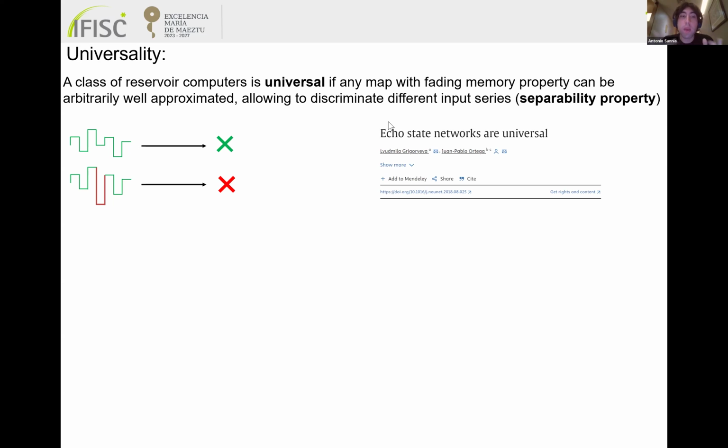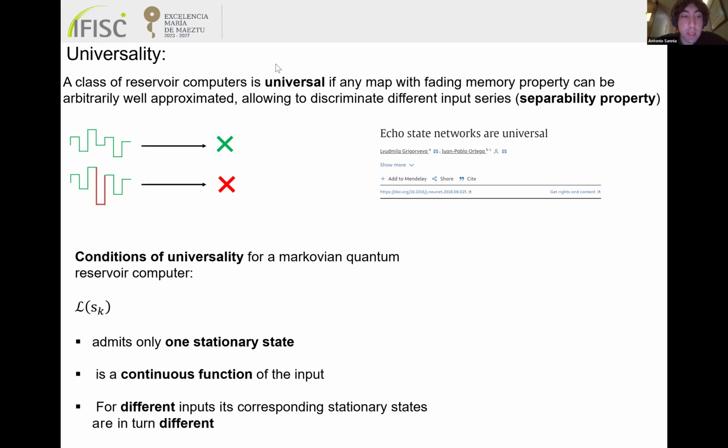We need to be able to say that if two time series are different, then from the class of reservoirs that are universal, we can find two reservoirs that give two different outputs. So like you can see here, even in the extreme case of two identical time series where only one point is different, we need a reservoir that is able to discriminate it. And we formally proved under which conditions a Markovian quantum reservoir computer is universal. And we found these conditions here that the Lindbladian has to fulfill.